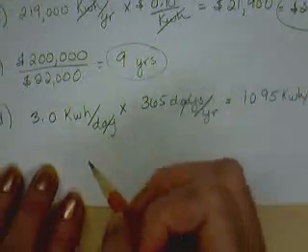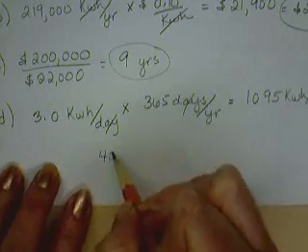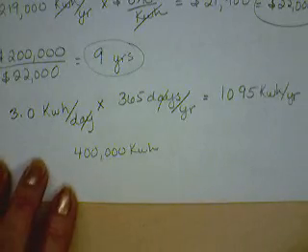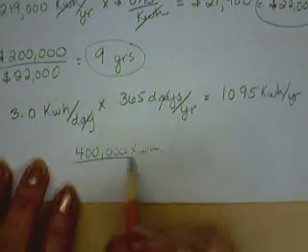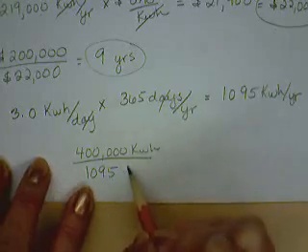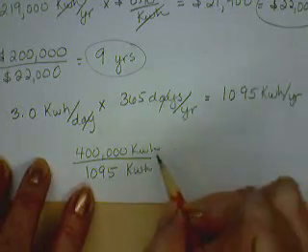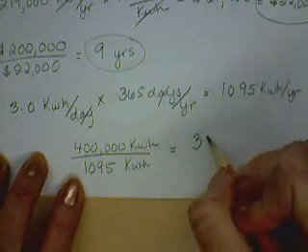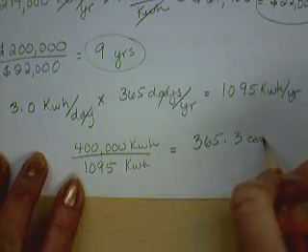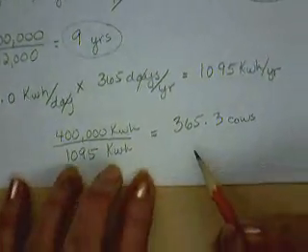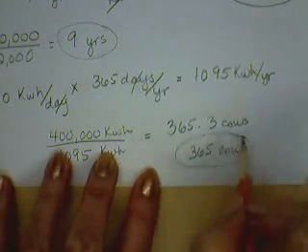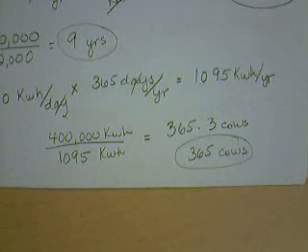So the farm needs 400,000 kilowatt-hours per year, and one cow gives it 1,095. So when we divide this, we end up with 365.3 cows. So basically the minimum number of cows that's needed is 365 cows for 400,000 kilowatt hours of electricity.